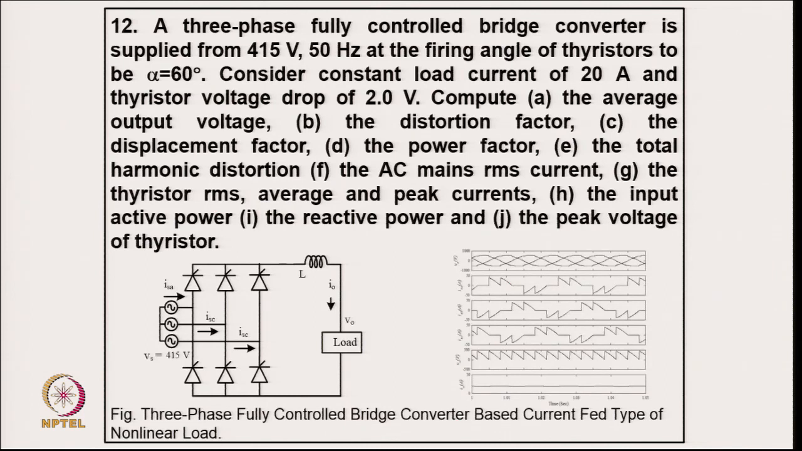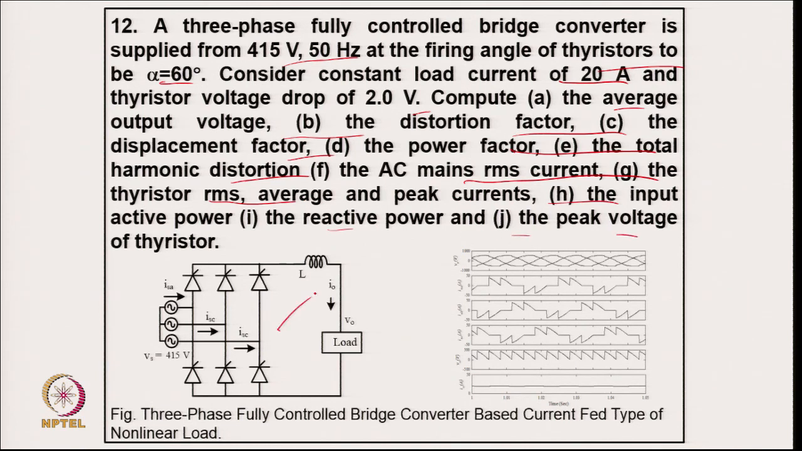Another example is a fully controlled bridge converter supplied from 415 volt 50 hertz, where the firing angle of the thyristor is alpha equal to 60 degrees. Consider a constant load current of 20 ampere with a thyristor voltage drop of 2 volt. Compute the average output voltage, distortion factor, displacement factor, power factor, total harmonic distortion, AC RMS current, thyristor average and peak current, and the reactive power and peak voltage.